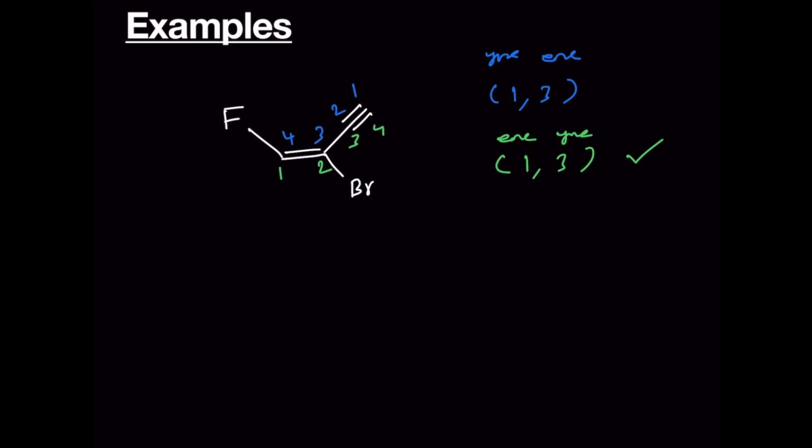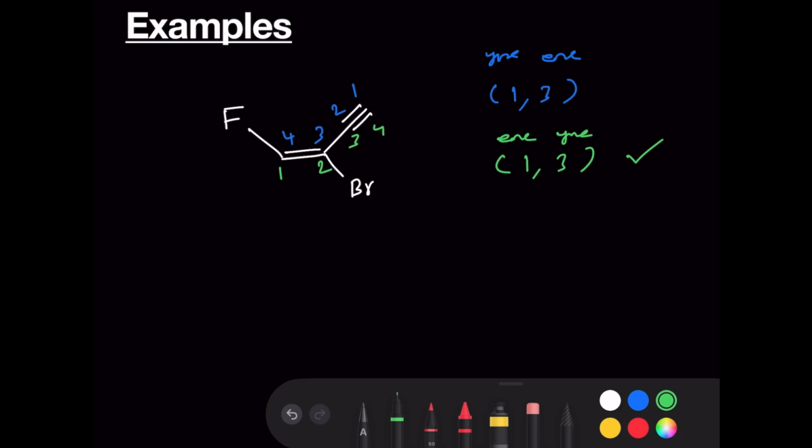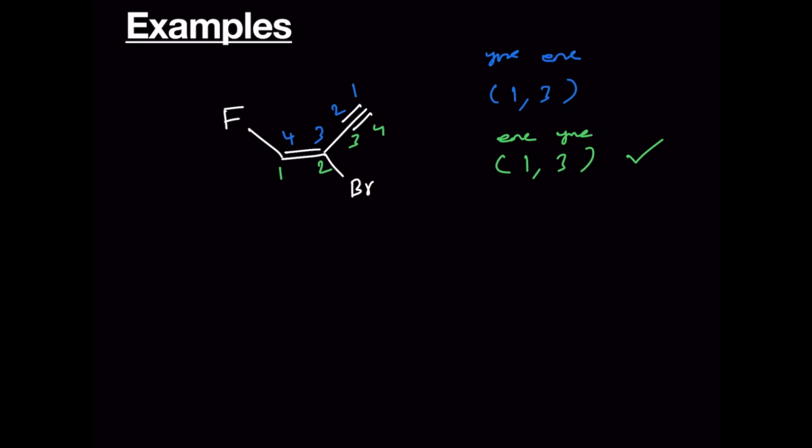So let us do the naming, but before looking at the naming, let us assign the priorities, because we need to mention whether it is an E or Z isomer. Bromine will get the top priority on this side, carbon will get the least priority. On the contrary, on this side, fluorine will get the top priority, the hidden hydrogen will get the least priority. So, the priorities are on the opposite side.